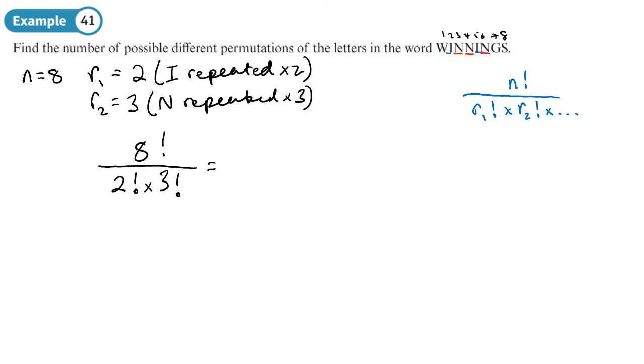8 factorial is 40,320, and I divide that by 2 factorial, which is 2, times 3 factorial, which is 6. I divide it by 12 and I get 3,360. 3,360 for this question.